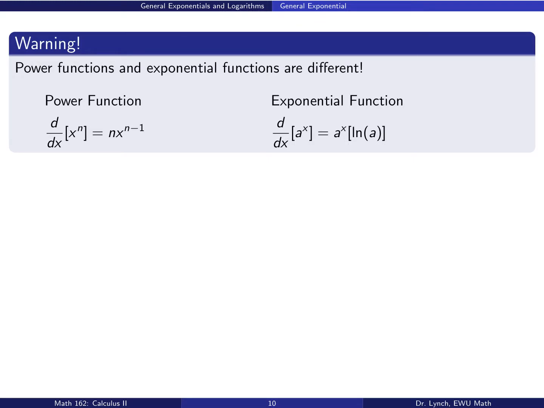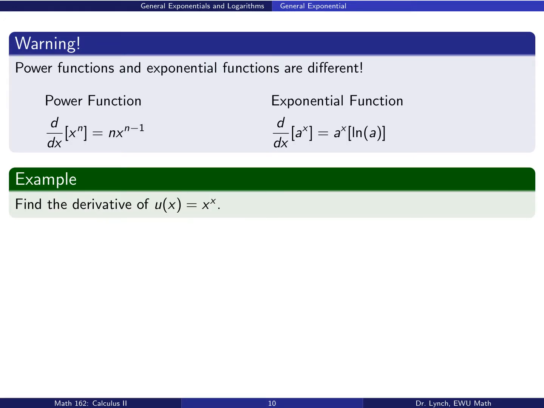I mentioned this before, but I want to put it right out there in its very own slide. Power functions and exponential functions are different. It's a common calculus student mistake to get these confused, so don't do that. The derivative of the power function x to the n is n times x to the n minus 1, and the derivative of the exponential function a to the x is a to the x times the natural log of a. You can see that those are different. The functions come in different forms and the derivatives are different too. So make sure that you keep those straight in your mind.